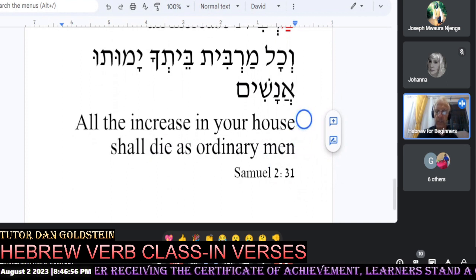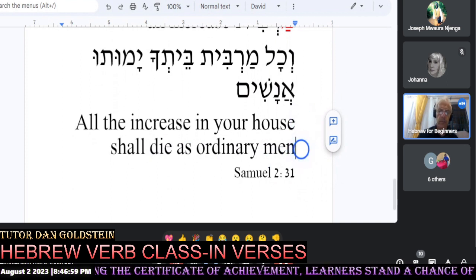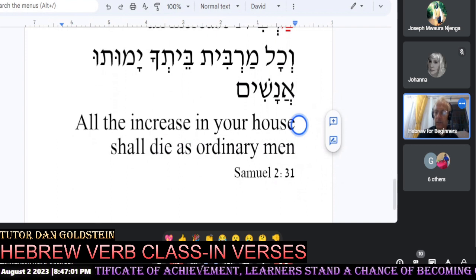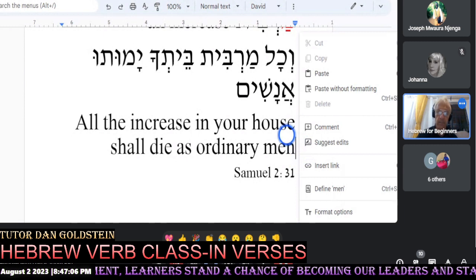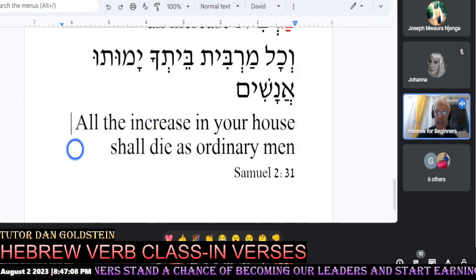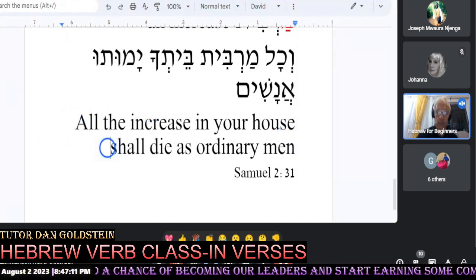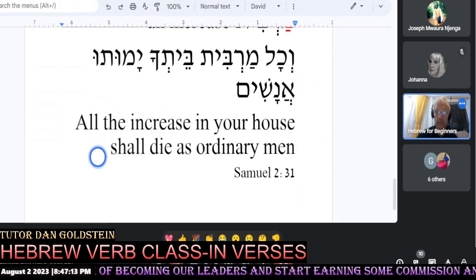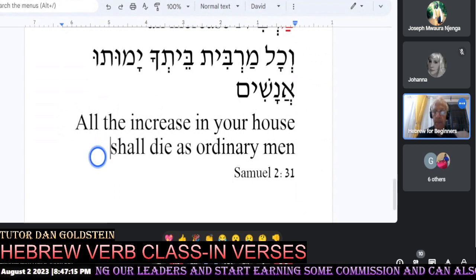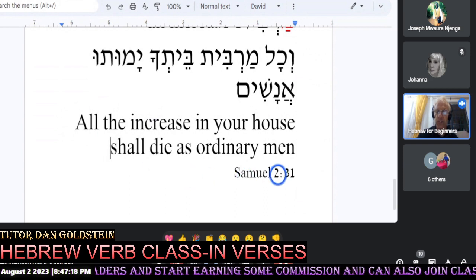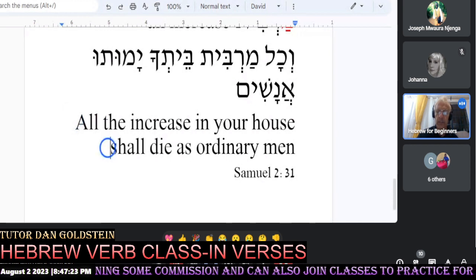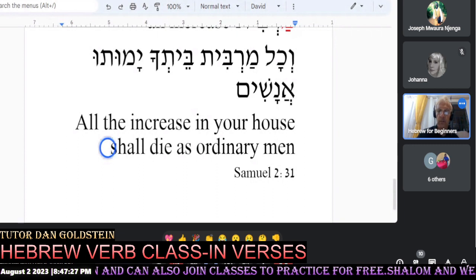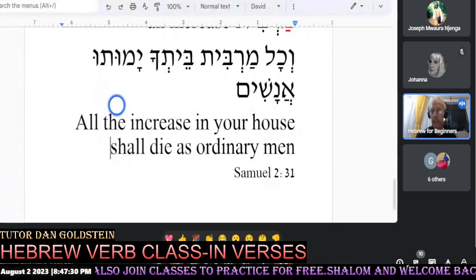This was part of the curse or the punishment against the sons of Eli, the priest at Shiloh, for not dealing appropriately with the sacrifices of Jews that came to sacrifice there. That the priestly line would die out from Eli, and it would be assigned to a different priestly family, would have predominance. V'chol marbit beitcha yamutu anashim.